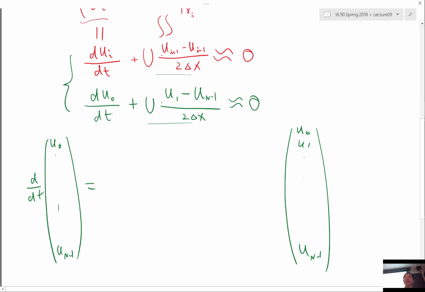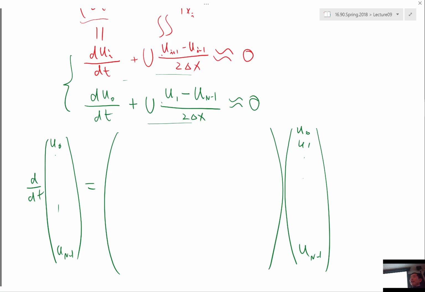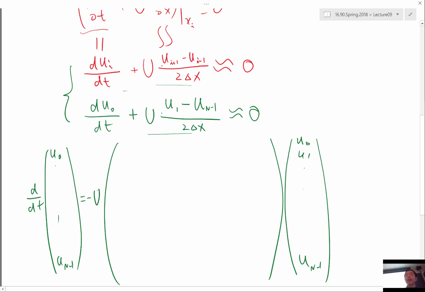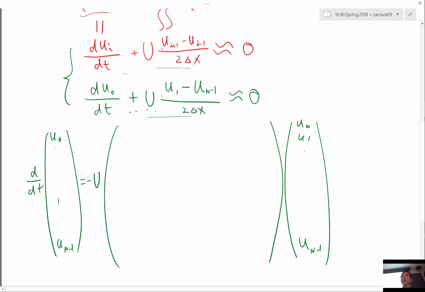Here we can see we get a linear relationship. We have a linear set of equations, so we want to form a matrix that, after being multiplied with u0, u1, all the way to un-1, gives us the derivatives. The first thing we do is to make our life a little bit easier by putting the minus u outside of this matrix. The plus u moved to the other side is going to give us a minus u. Okay, so now what we are left with is we want to construct a matrix to represent this central difference scheme.